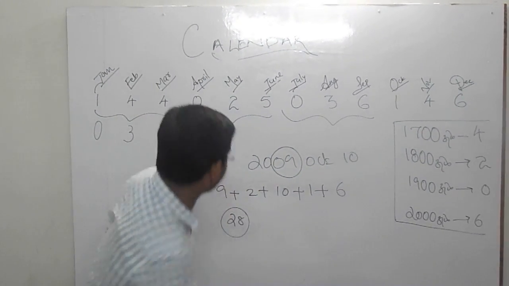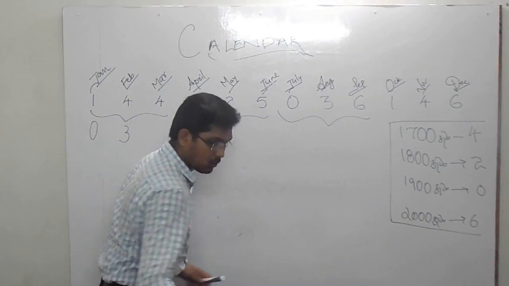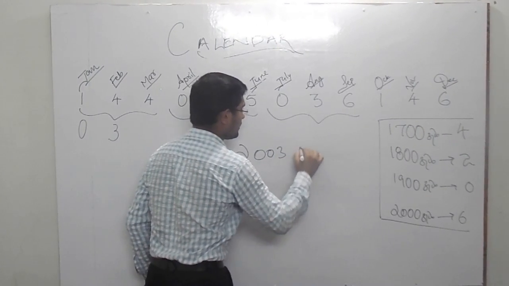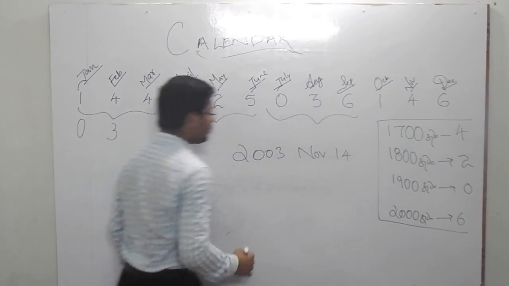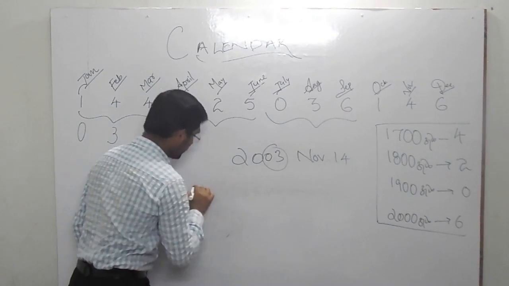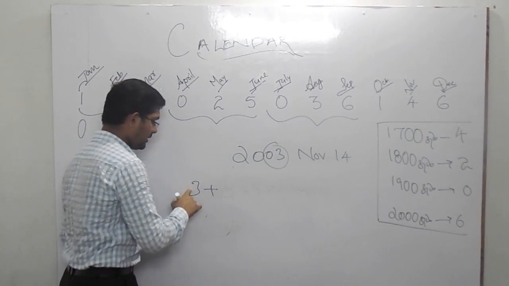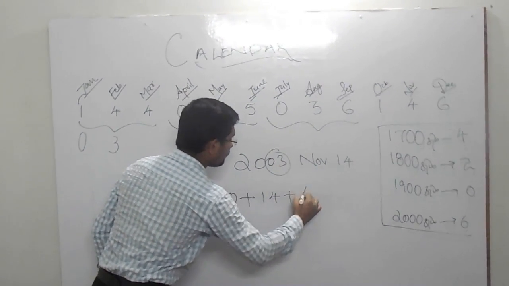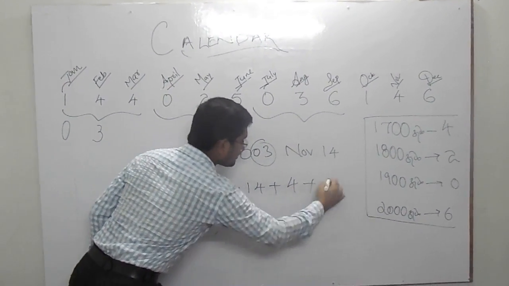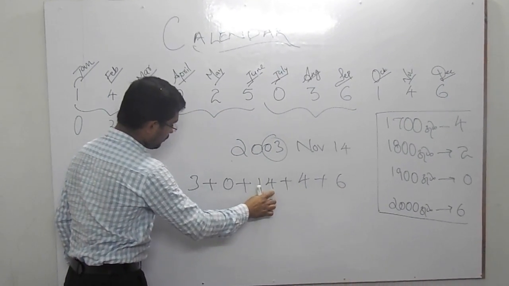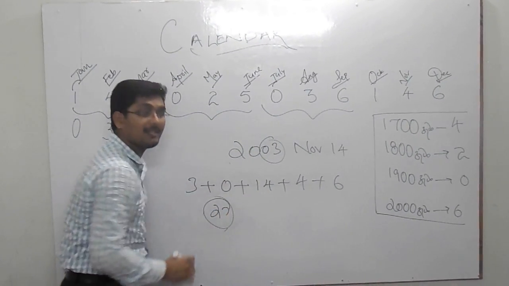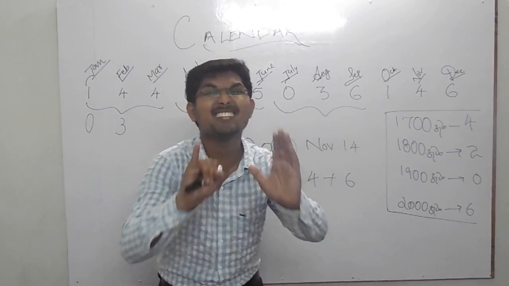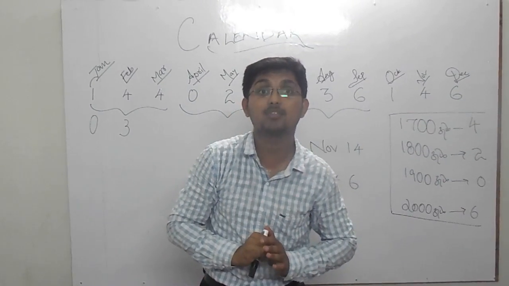For example, what day of the week falls on 2003 November 14th? The last 2 digits are 03, and the number of 4s in 3 is 0. The date is 14, and the November code is 4, and the 2000 century code is 6. So 3 plus 14 is 17, 21, and 27. When 27 is divided by 7, we get a remainder 6. That means the day is the 6th day of the week, that is, Friday.